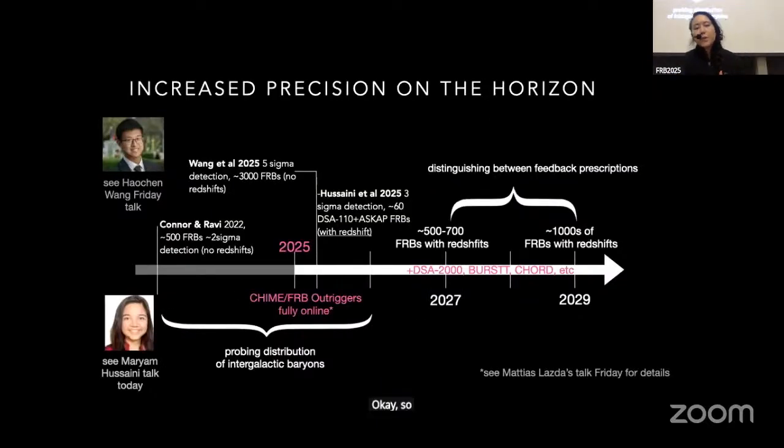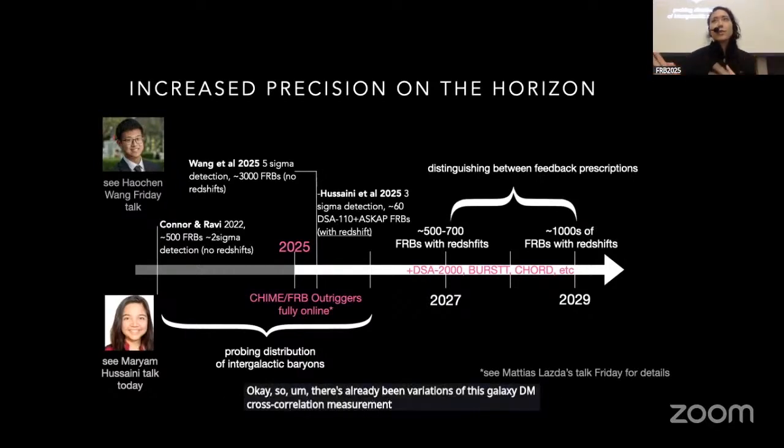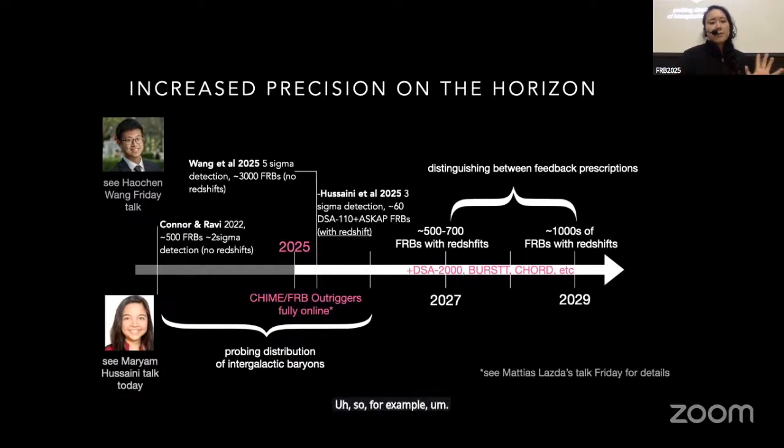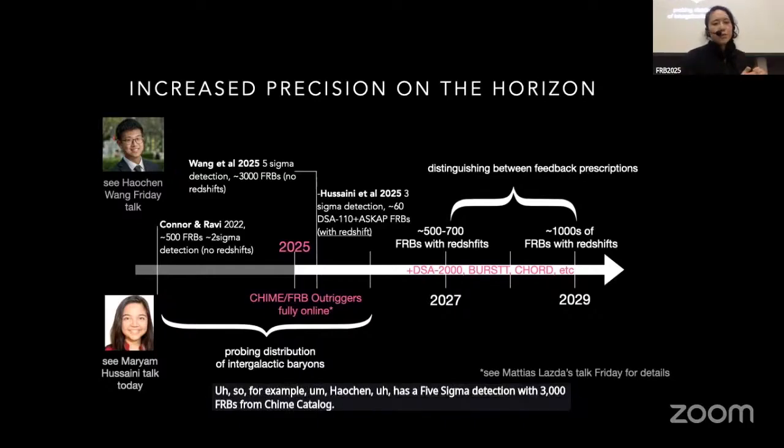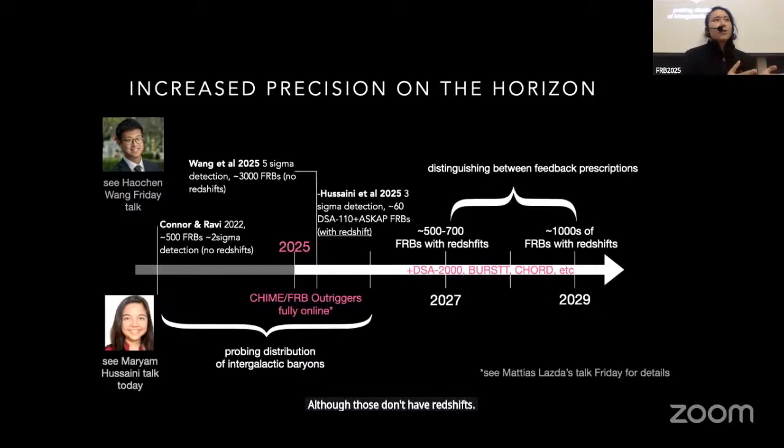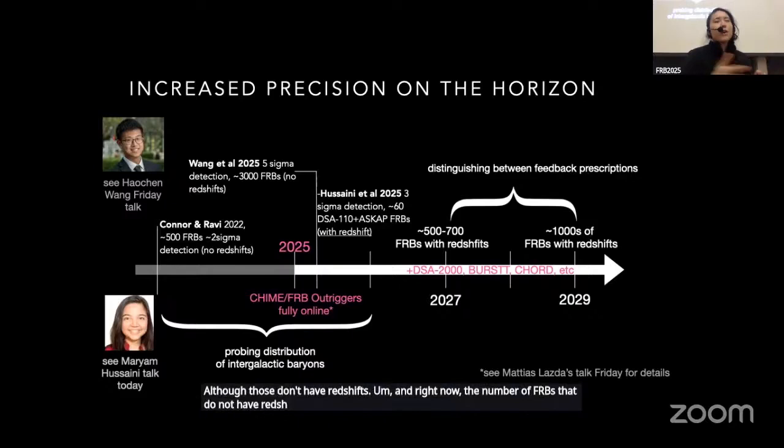Okay, so there have already been variations of this galaxy-DM cross-correlation measurement done in the literature with real data. For example, Hao Chen has a 5 sigma detection with 3,000 FRBs from CHIME catalog 2, although those don't have redshifts. Right now, the number of FRBs that do not have redshifts far exceeds the number of FRBs that have redshifts by about one or two orders of magnitude.